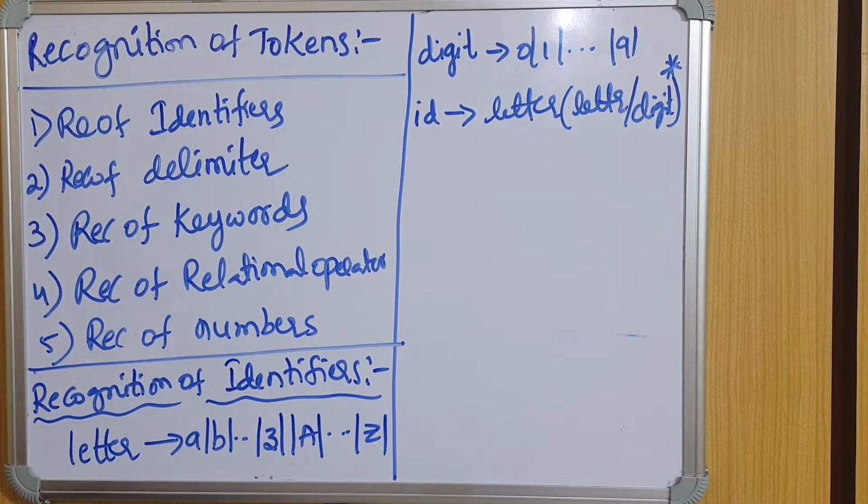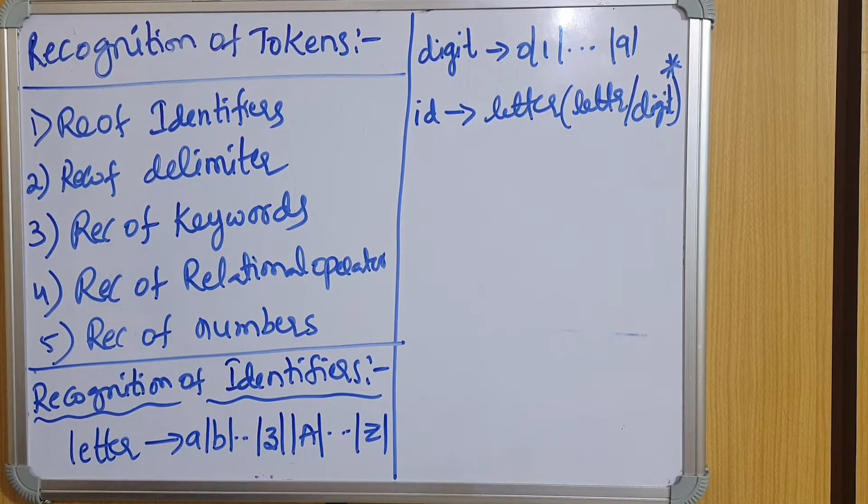So hi friends, next topic is recognition of tokens. How we will recognize the tokens. There are 5 types of recognition. First one is recognition of identifiers, second one is recognition of delimiters, third one is recognition of keywords, fourth one is recognition of relational operators, fifth one is recognition of numbers. Okay, first one is identifier, delimiter, keyword, relational operator, numbers.